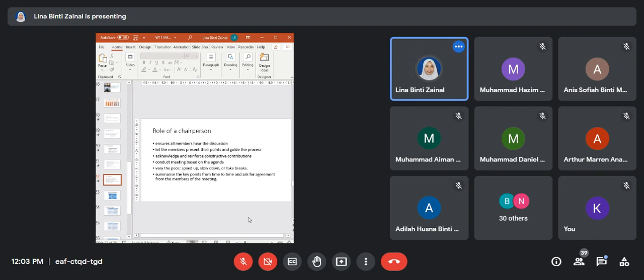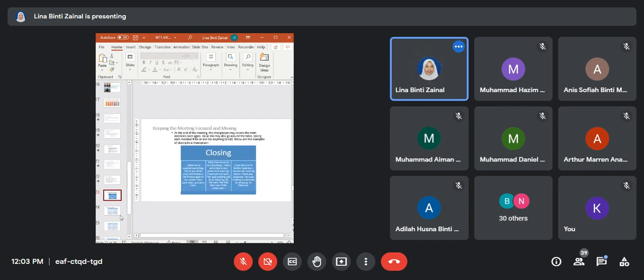Sometimes group members are nervous and they just say their point only. That is the role of the chairperson, to summarize and give feedback and then ask the others, what do you think? Do you agree with that person? And then the person who has been asked has to highlight whether they agree or disagree. Then as for the closing, I think we have covered everything.